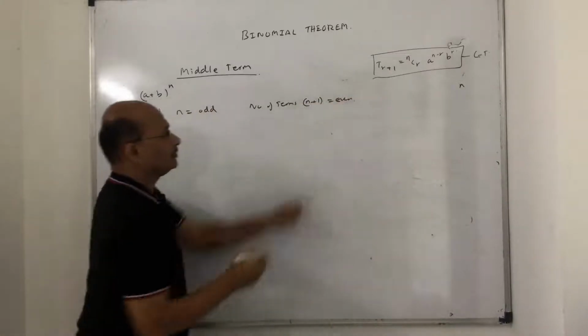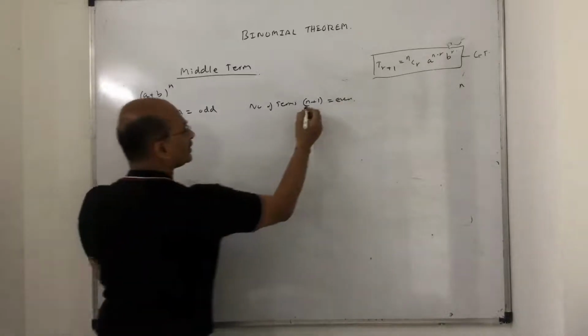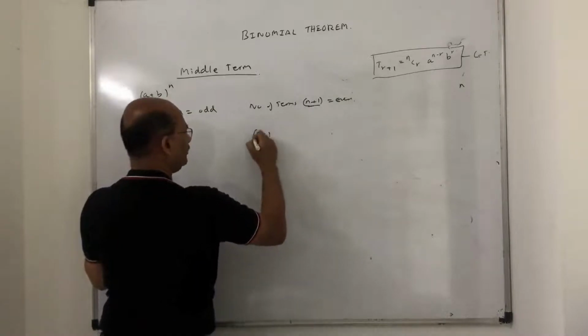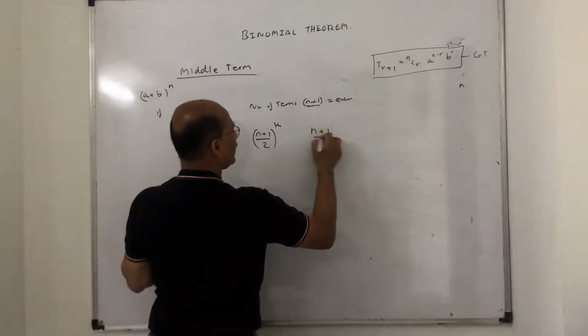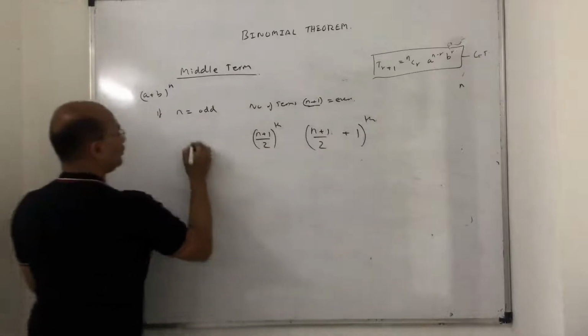So focus here. If it is even, there will be two middle terms. So it will be the n plus 1 upon 2th term, and it will be the n plus 1 upon 2 plus 1th term. There will be two middle terms.